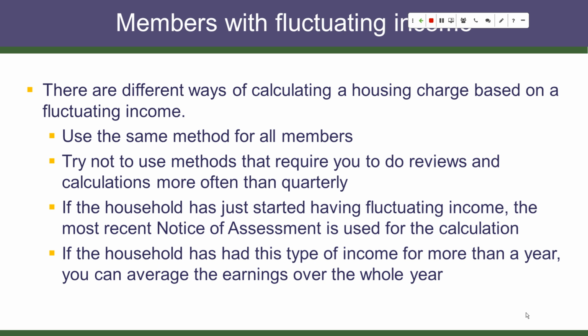If the household has just started to have a fluctuating income, you can also use their notice of assessment to determine their calculation. If the household has had this type of income for more than a year, you can average the earnings over the whole year. It would make it a lot easier. It would save you a lot of administrative work of redoing the calculations on a monthly basis and then averaging it out, because in the end, the up and down would work out to be the same amount, and it would save a lot of paperwork and administrative work on your side.